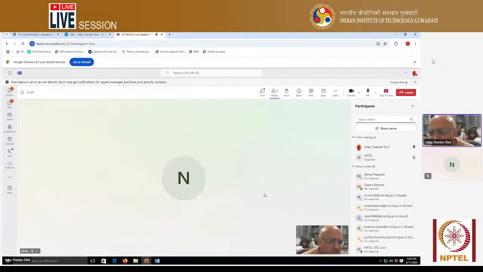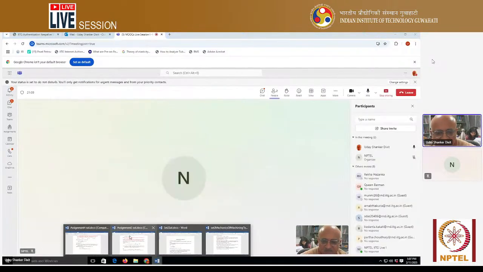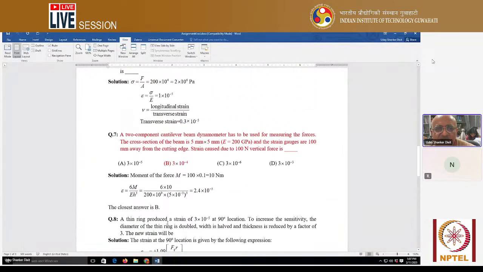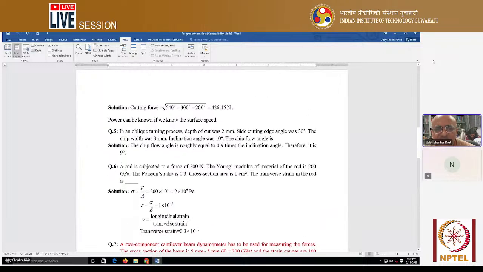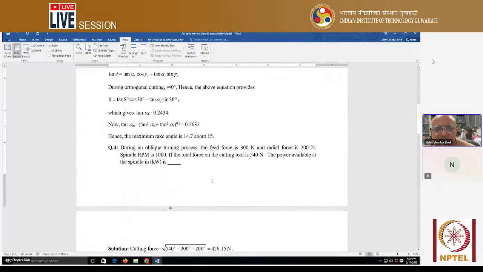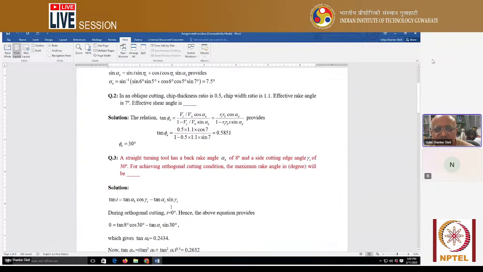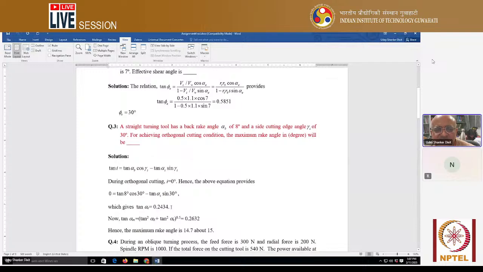Now what happens is that we are showing 1 or 2 more questions. Very simple types of questions are also given. Say for example, a straight turning tool has a backward angle alpha b of 8 degree and a side cutting edge angle gamma of 30 degree. For achieving orthogonal cutting condition, the maximum rake angle will be.